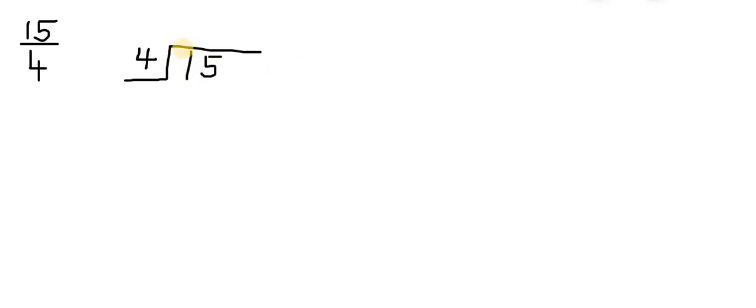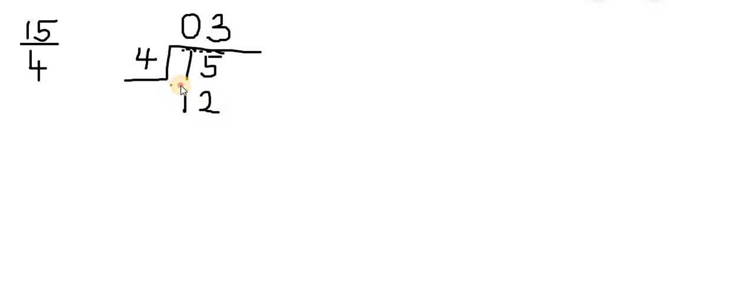So, pick the first number. How many 4s in 1? That's 0. We have a second number, so we try for 15. How many 4s in 15? Go through the 4 times table. That would be 3.